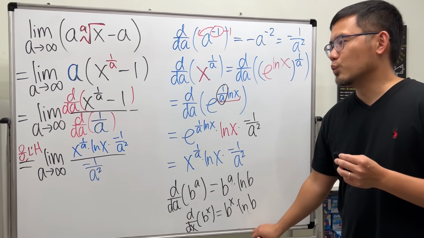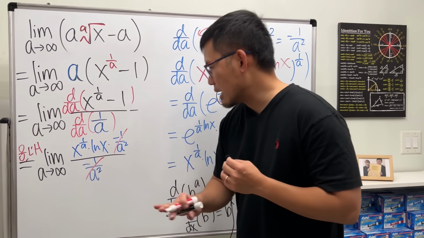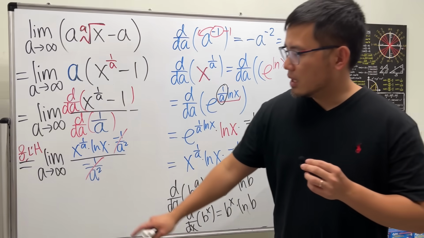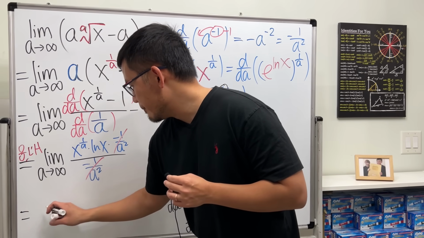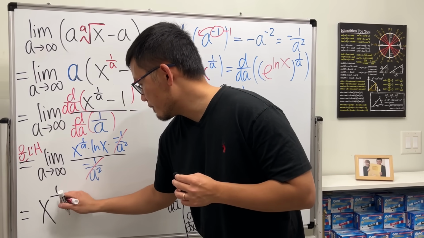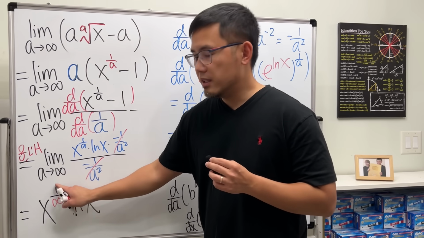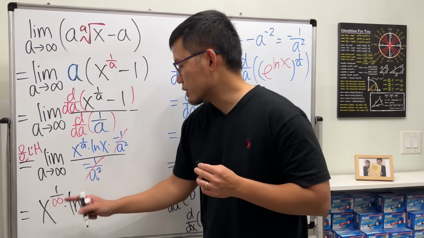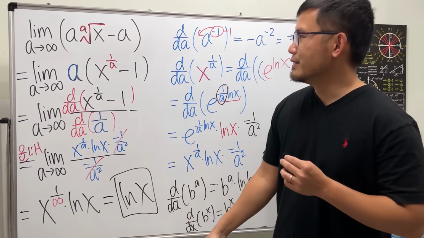And this works wonders. Because this and that cancel out completely, then go ahead and put the infinity into the a. So we are looking at x to the 1 over infinity times ln x. 1 over infinity is 0. x to the 0th power is just 1. So final answer is just ln x. Just like that.